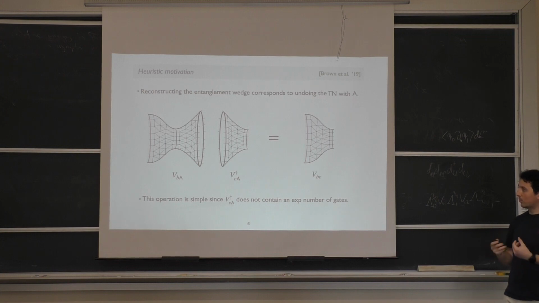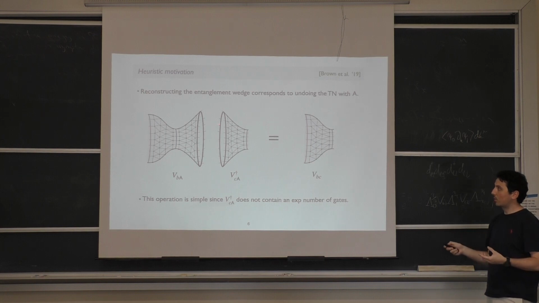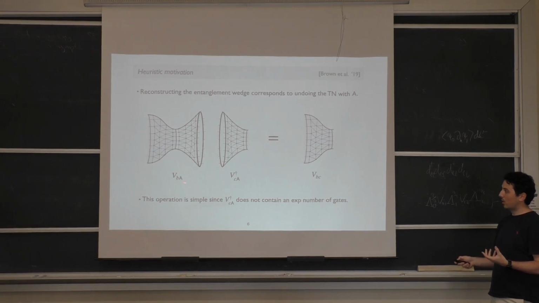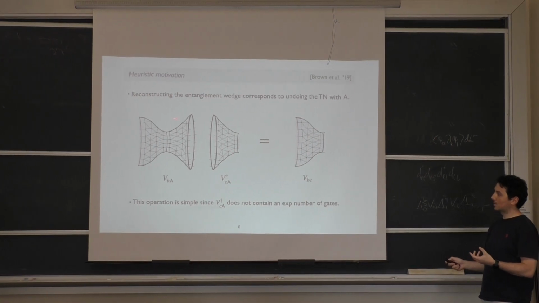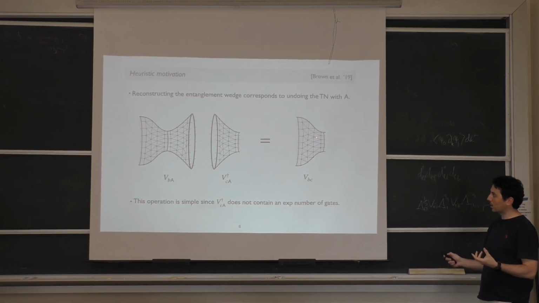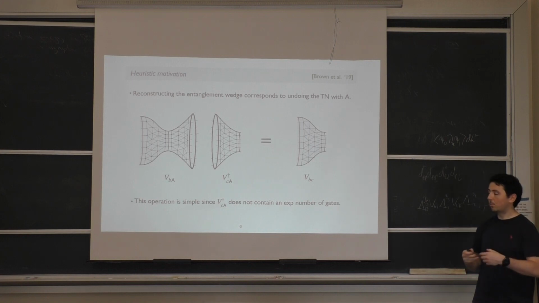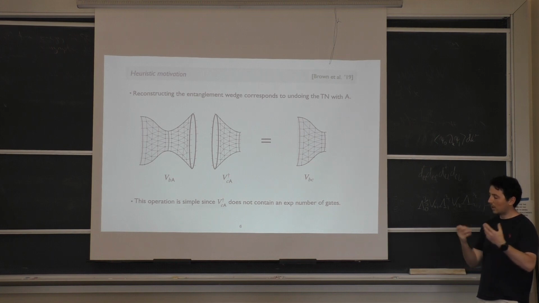So given this tensor network, reconstructing the map or trying to reconstruct the entanglement wedge corresponds to acting with operators in the boundary state region A, which are able to undo this tensor network. And the idea is that undoing the exterior is simple because one can just apply the inverse of the part of the map which takes you from the constriction to the boundary. And this basically gets rid of this part of the tensor network. You're left with this other part, which is the map which takes you from the bulge to the constriction. And this operation is thought to be simple because this operator that you have to insert doesn't contain exponentially many gates.